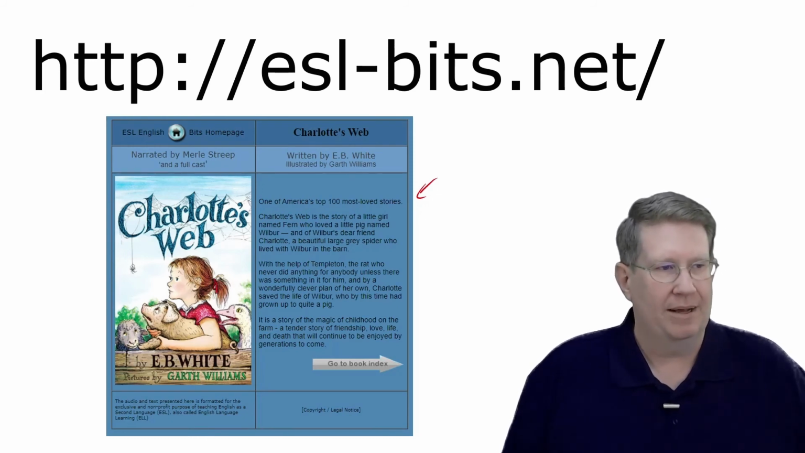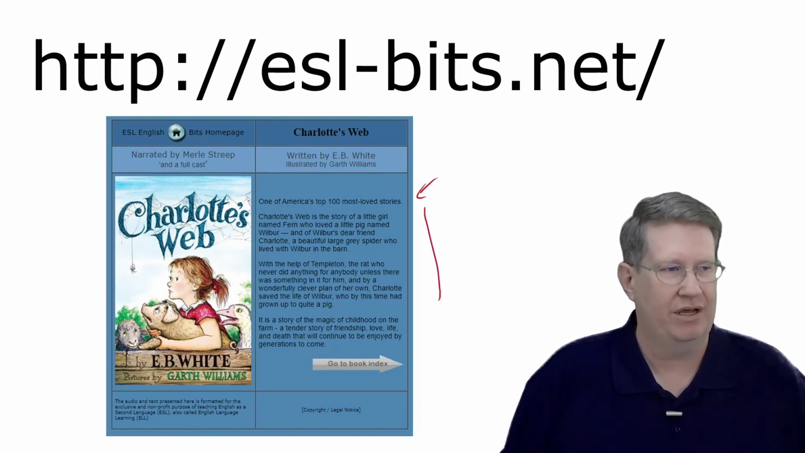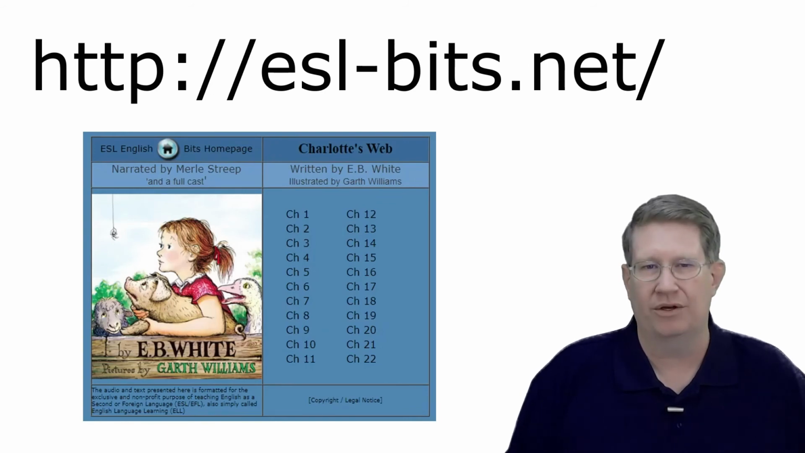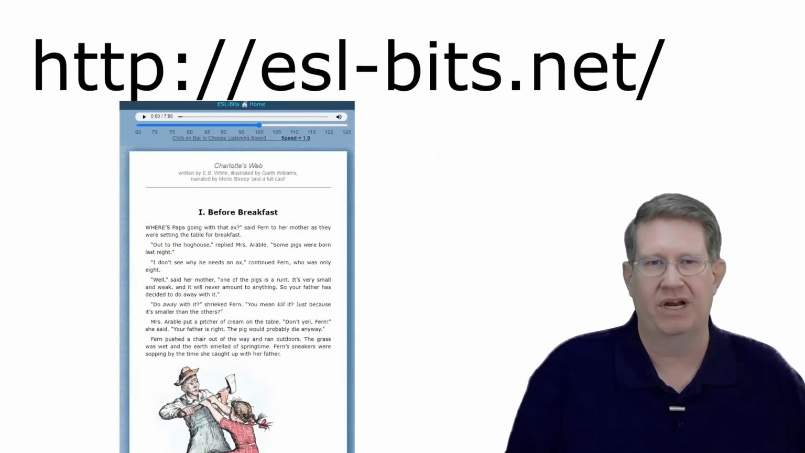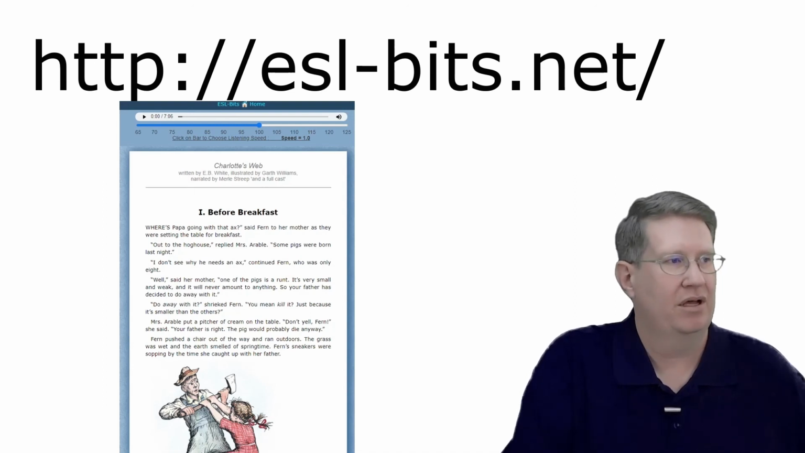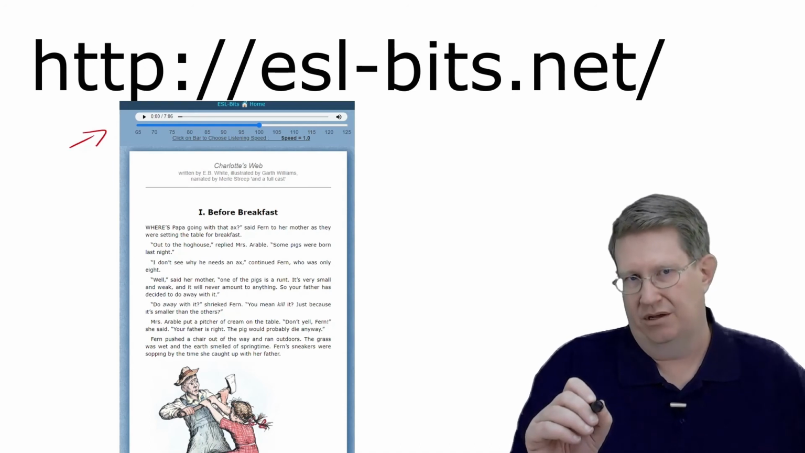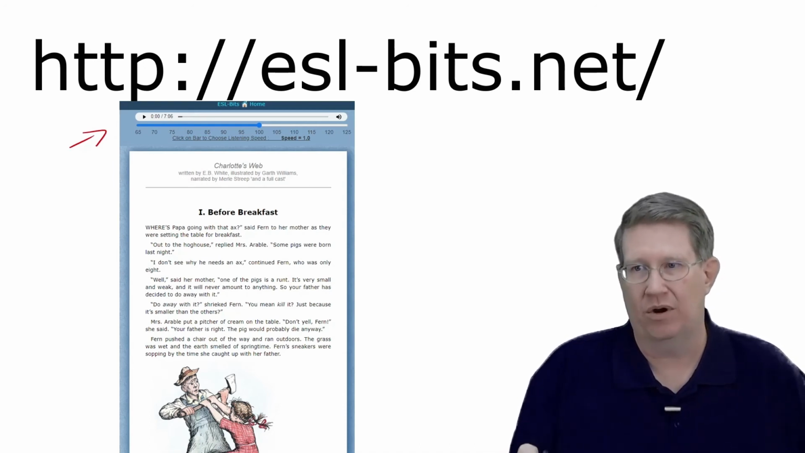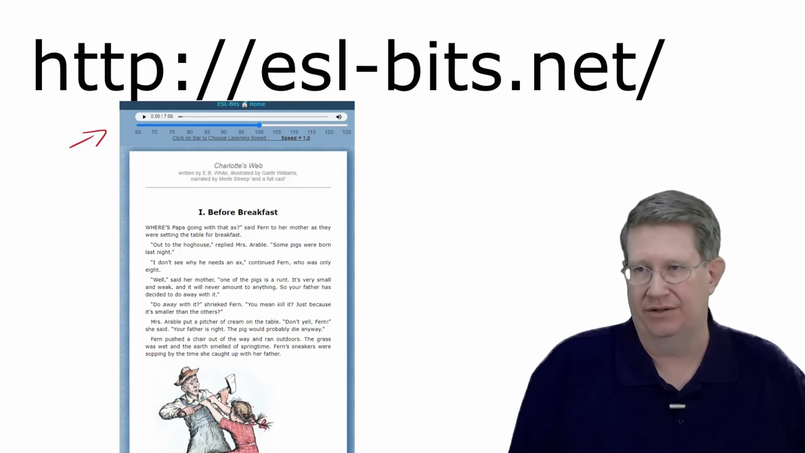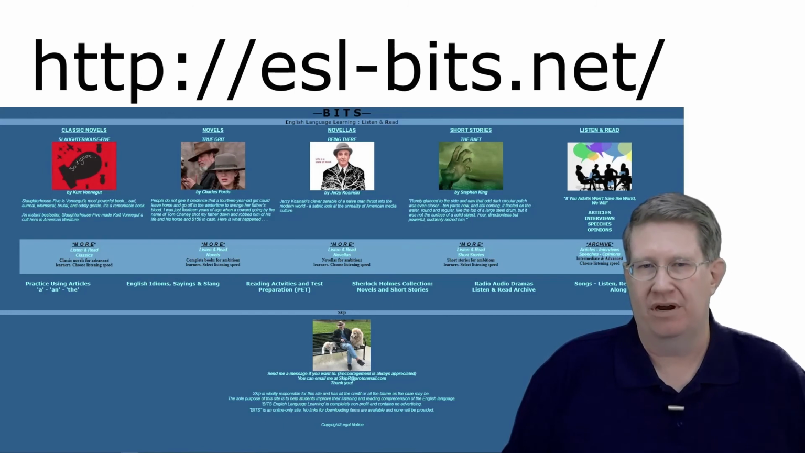So here again is the blurb about the book. Okay, I click on it. Here are all the chapters. I click on chapter 1. There we go. I can start reading. And up top here, you can see that there is the recording, and I can change the speed of the recording if I want to listen faster or more slowly.